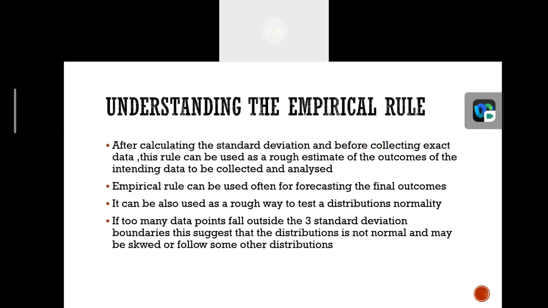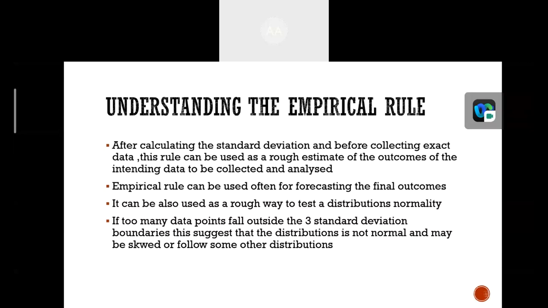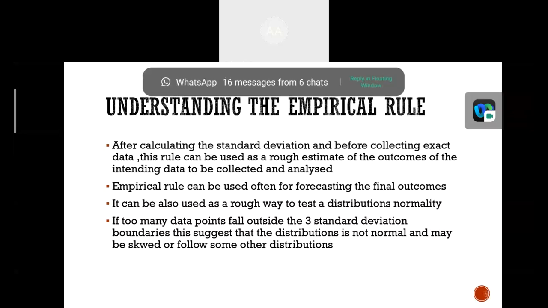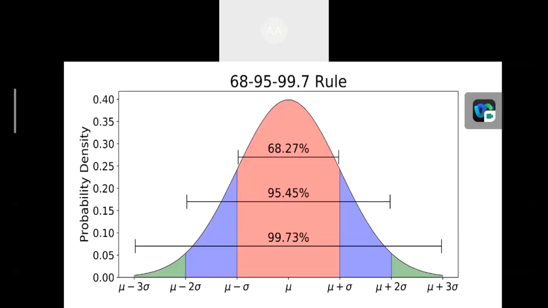The empirical rule can often be used for forecasting the final outcomes. It can be used as a rough way to test normality of a distribution. If you want to test the normality of a distribution, we can use this empirical rule. If too many data points fall outside the standard deviation boundary, this suggests that the distribution is not normal and may be skewed or follow some other distribution. If too many data points are outside the 3-sigma rule, then we have to opt for another rule.